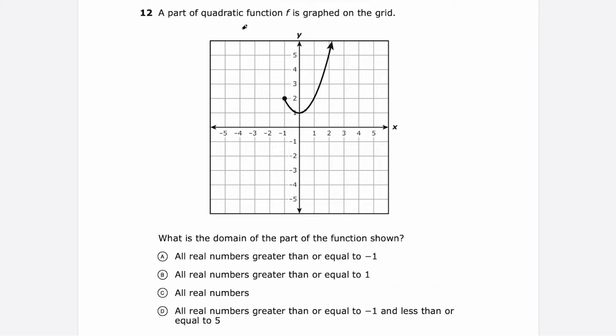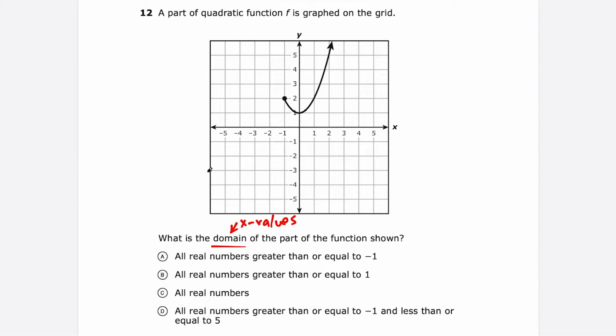Question 12, we have a part of a quadratic function f graphed on the grid, and we want to know what is the domain of the part of the function shown. Now, the domain is the set of all possible x values. And if I wanted to find the range, that is the set of all possible y values. But here we're looking for the domain.